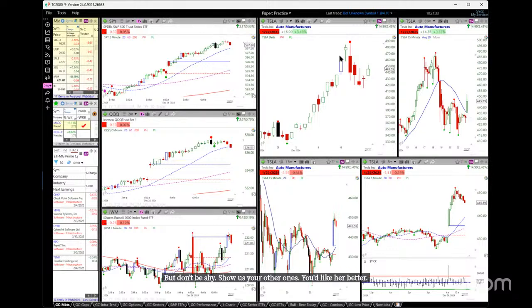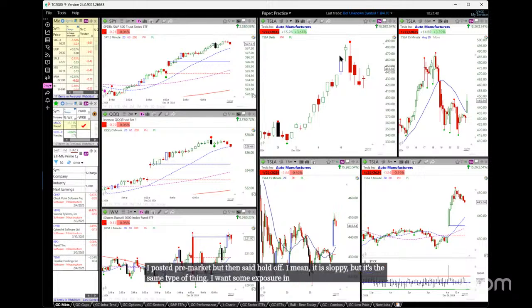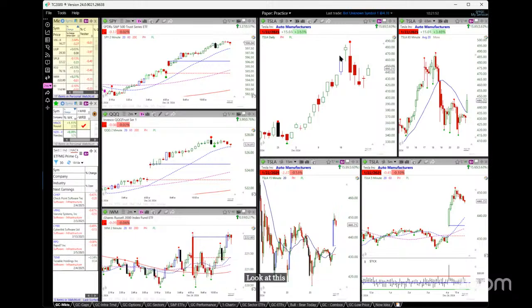Like I mentioned, this is the same sector. I posted it pre-market, but then said hold off. I mean, it is sloppy, but it's the same type of thing. I want some exposure in this sector. Look at the weekly. Look at this beautiful weekly.